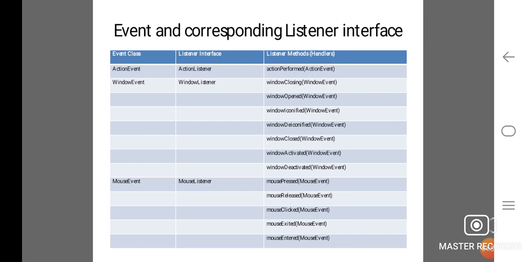And the next one is the MouseEvent. It is an event class, and MouseListener is the listener interface. Methods: mousePressed, mouseReleased, mouseClicked, mouseExited, mouseEntered. These are all the mouse events.